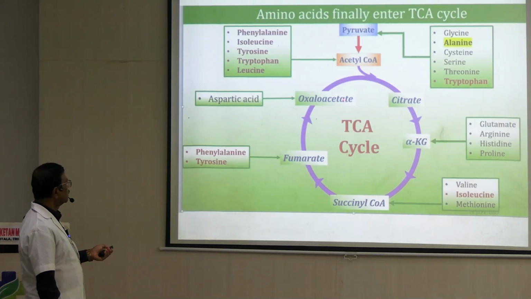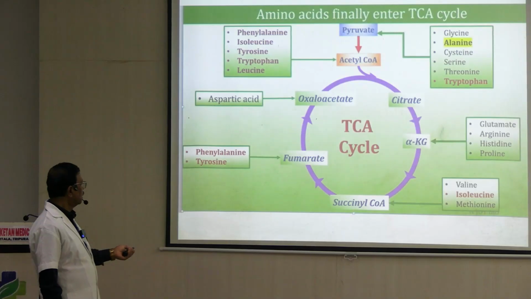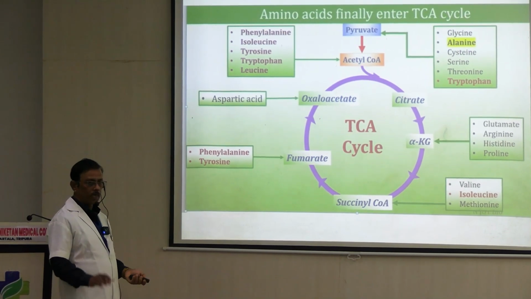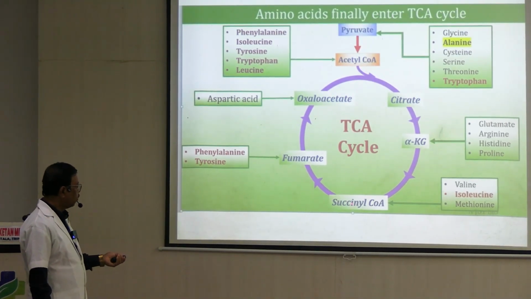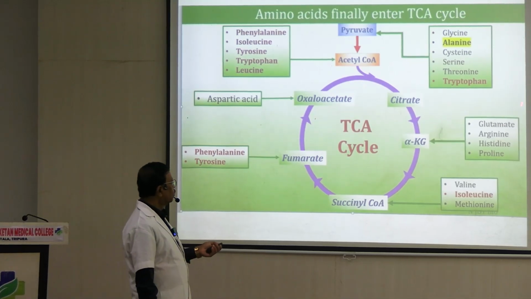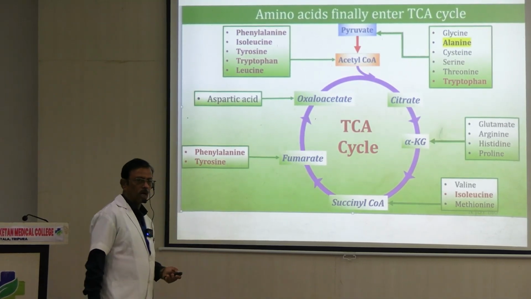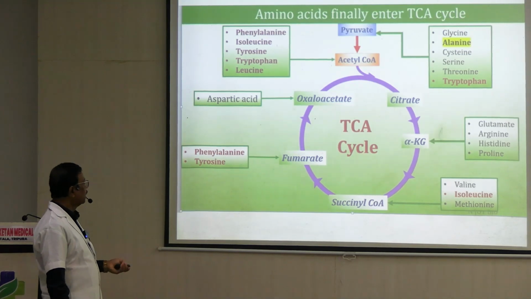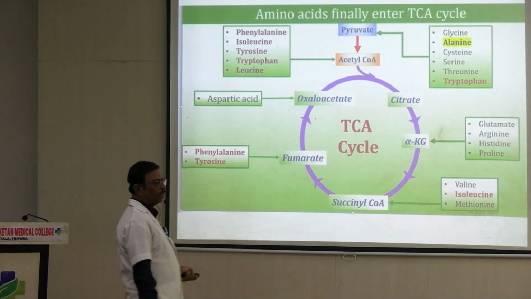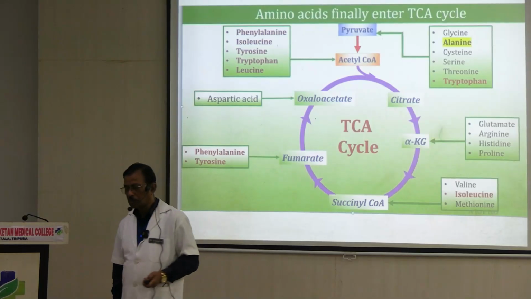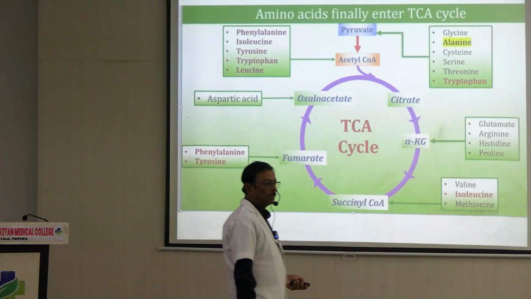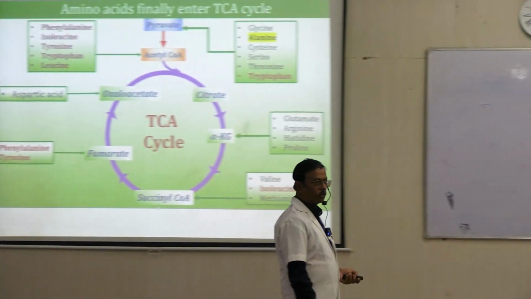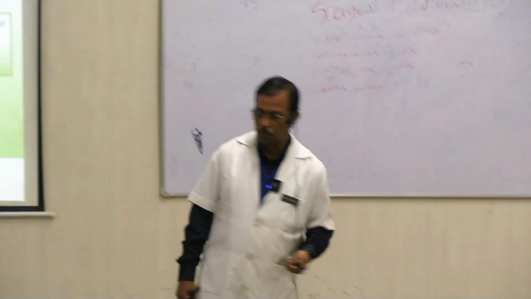Aspartic acid can form oxaloacetate. Phenylalanine and tyrosine can be converted into fumarate with their carbon skeleton. Then valine, isoleucine, methionine form succinyl-CoA. Glutamate, arginine, histidine form alpha-ketoglutarate and ultimately are metabolized in the TCA cycle. But they are not the primary substrate for energy production. Energy production is primarily from glucose or lipid, fatty acid.